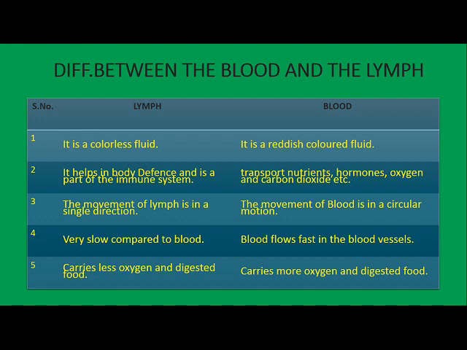Lymph is colorless whereas blood is colored. Lymph helps in the defense mechanism and is a part of our immune system, whereas blood does a very important function of transportation of different components. Lymph always moves in one direction, that is, towards the heart, whereas blood moves in two directions, that is, from the heart to different parts of the body and from different parts of our body to the heart. The movement of lymph takes place very slowly, whereas our blood moves very fast with the help of our heartbeats, our blood vessels and the blood capillaries.